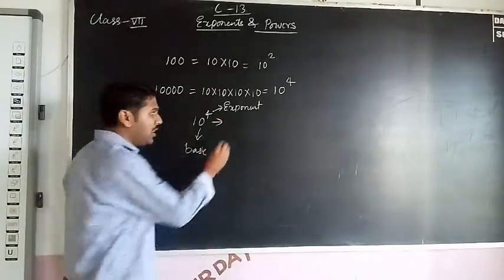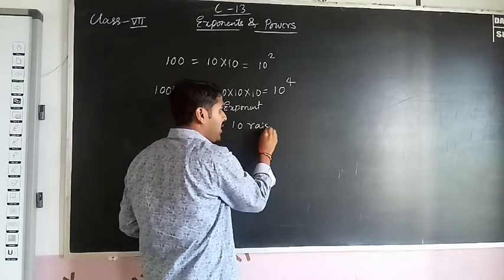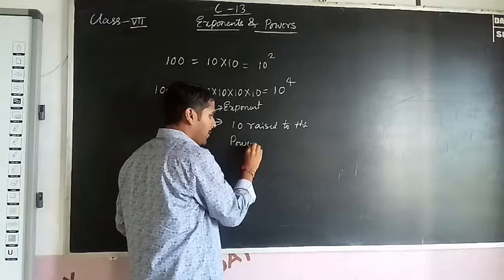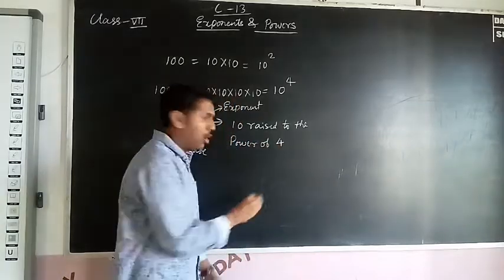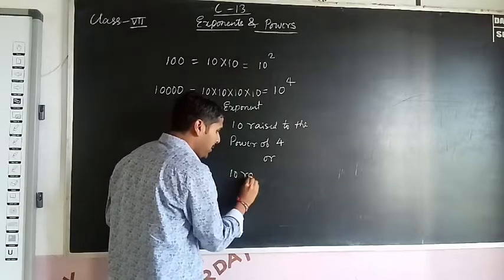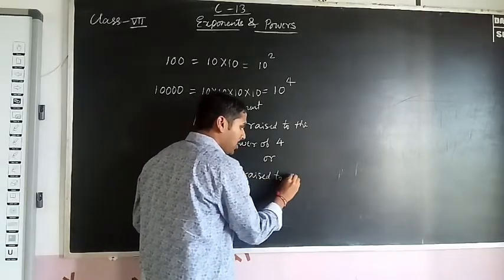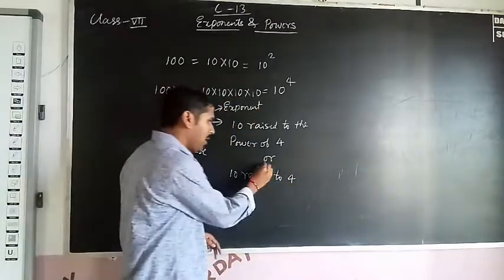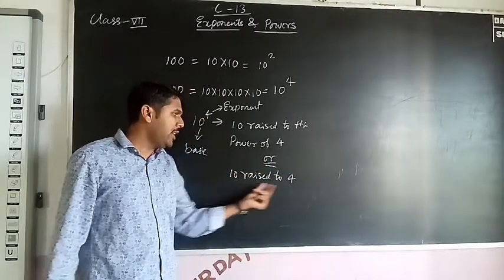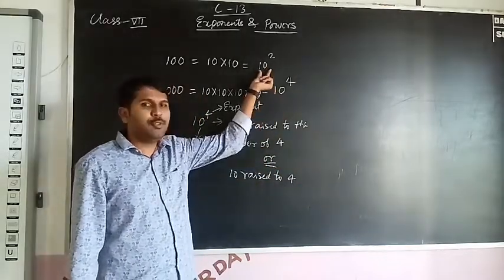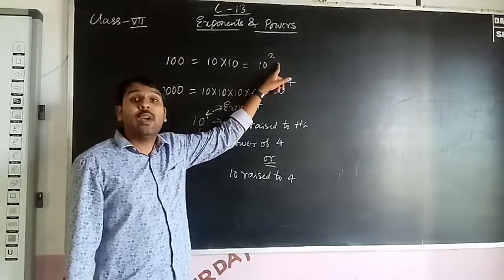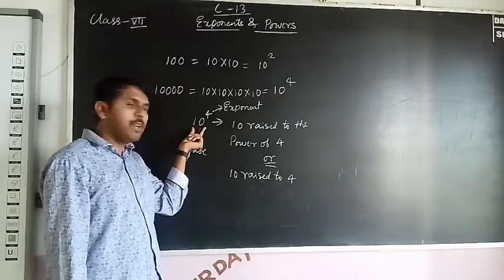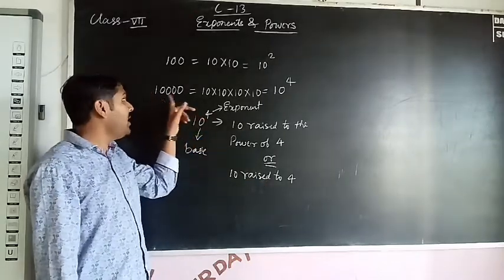So how to read this? 10 raised to the power of 4, or 10 raised to 4. Both are the same. 10 raised to 2 we can also write as 10 square. So this is 10 raised to 4. This is the exponential form of 10,000.